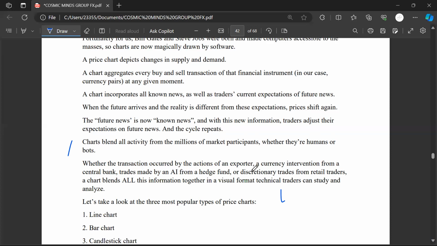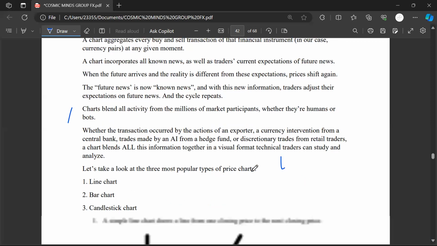So whether the transaction occurred by actions of an exporter, a currency intervention from a central bank, trades made by AI from a huge hedge fund, or a discretionary trade from retail traders, right? A chart blends all this information together in a visual format that the technical traders can study and analyze. So whatever is happening, whether the trading was done by a bot or human, all these things are represented on your chart.